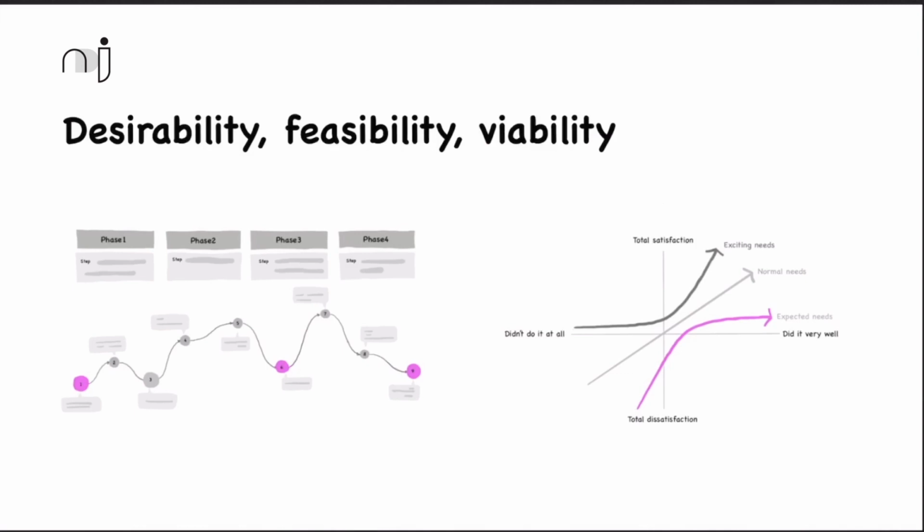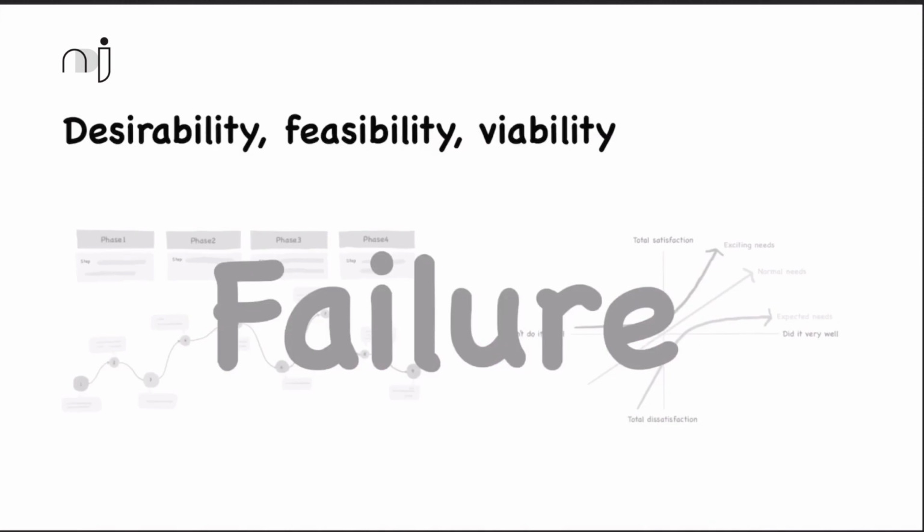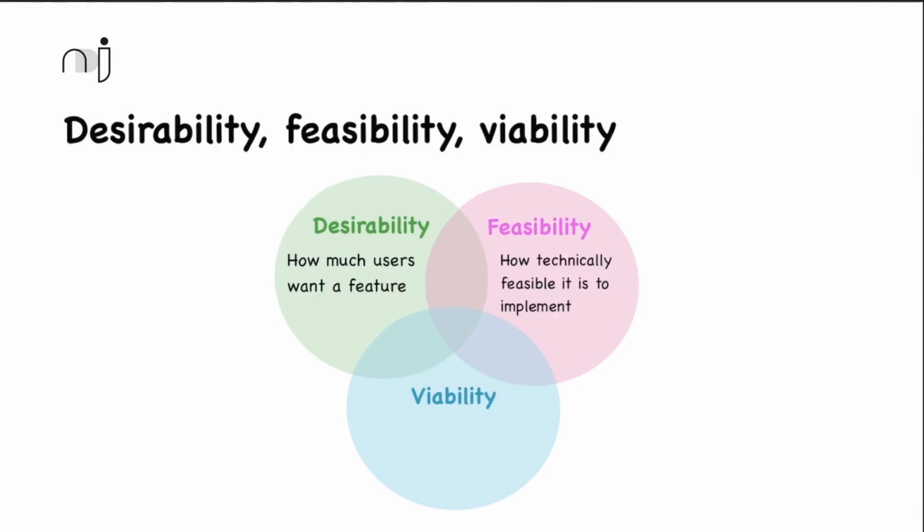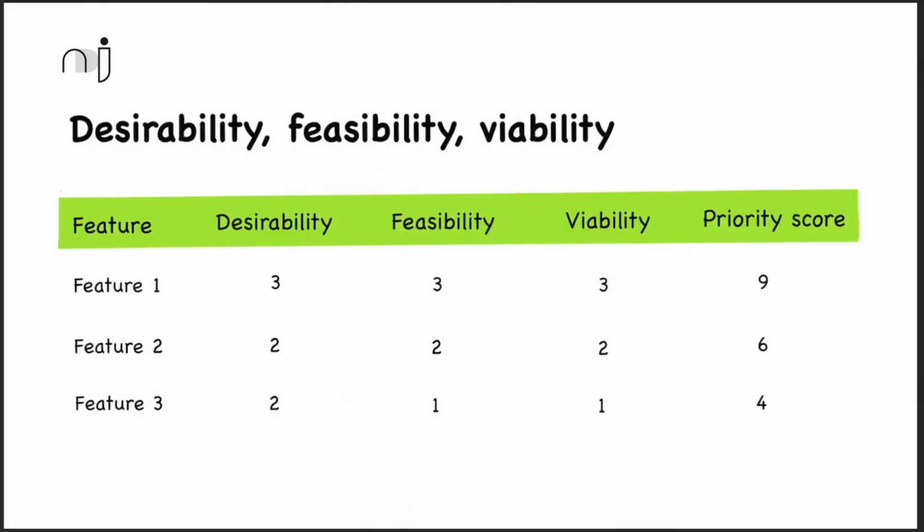Even if you address the critical path or expected needs at a minimum, there's still a risk of failure if you overlook constraints like resources and time. To avoid such pitfalls, let me introduce the third method: desirability, feasibility, and viability. This prioritization method uses 3 criteria to rank items: desirability, how much users want a feature; feasibility, how technically feasible it is to implement; and viability, how it aligns with the business goals. Using a simple 1 to 3 scale for each criterion allows you to add up these scores on each axis and come up with a composite score for priority.